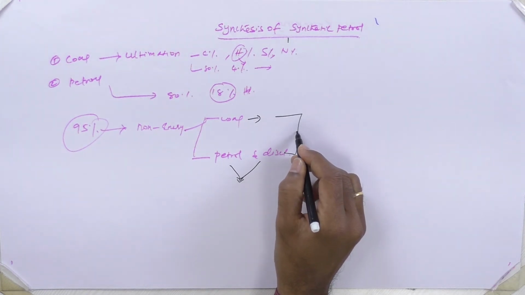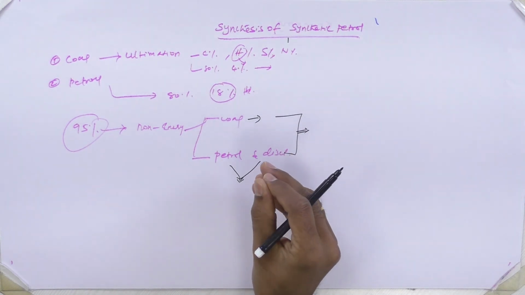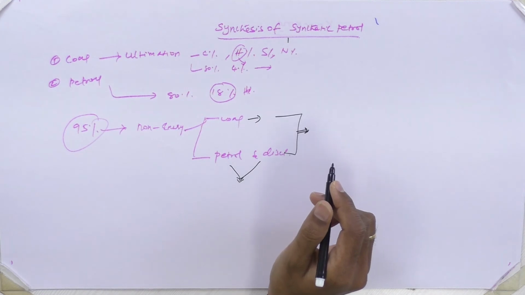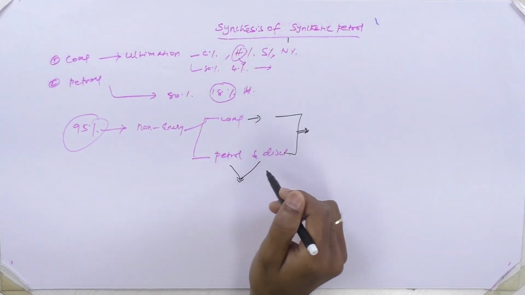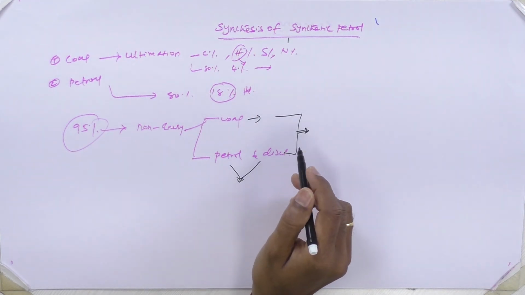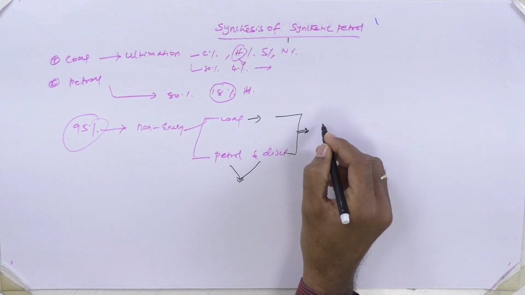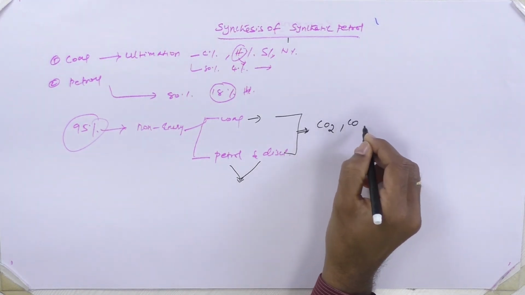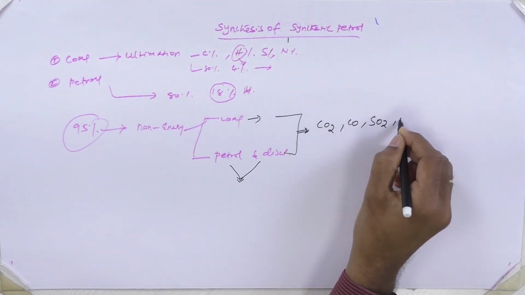I will tell a little bit about the environmental consequences of the usage of these kinds of fuels. Both coal and petroleum products like petrol and diesel, when subjected to the combustion process, emit a large amount of carbon oxides like carbon dioxide and carbon monoxide, and a little bit of sulfur oxides like sulfur dioxide, and nitrogen oxides.